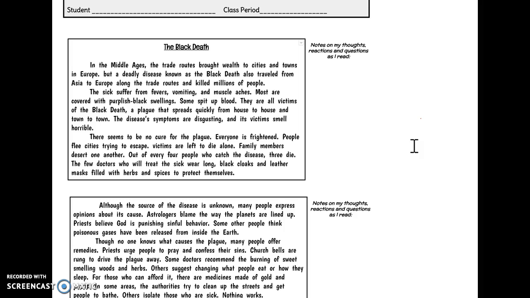The disease's symptoms are disgusting, and its victims smell horrible. There seems to be no cure for the plague. Everyone is frightened. People flee cities trying to escape. Victims are left alone to die. Family members desert one another. Out of every 4 people who catch the disease, 3 die. The few doctors who will treat the sickness wear long black cloaks and leather masks filled with herbs and spices to protect themselves.